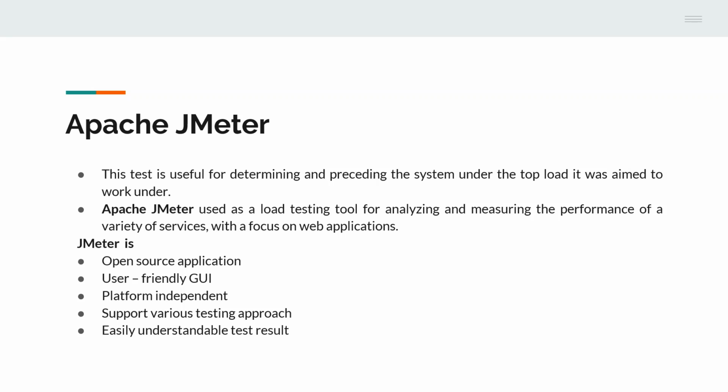Apache JMeter. For the load testing, we have used Apache JMeter in this application, and this test is useful for determining and proceeding the system under the top load it was aimed to work under. Apache JMeter is used as a load testing tool for analyzing and measuring the performance of a variety of services, with a focus on web applications.